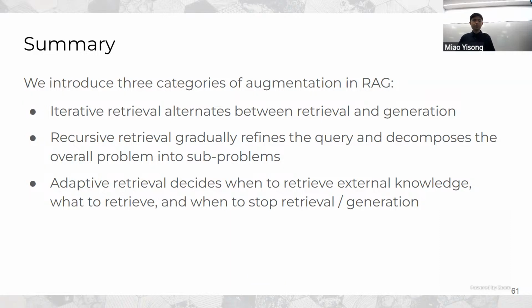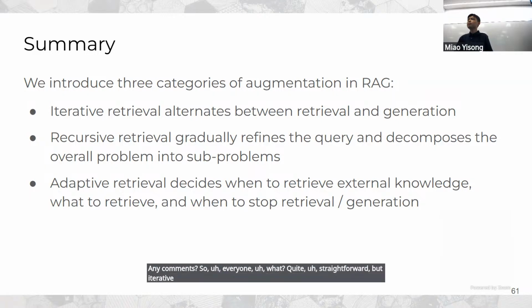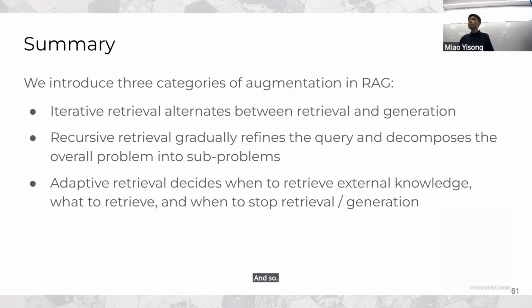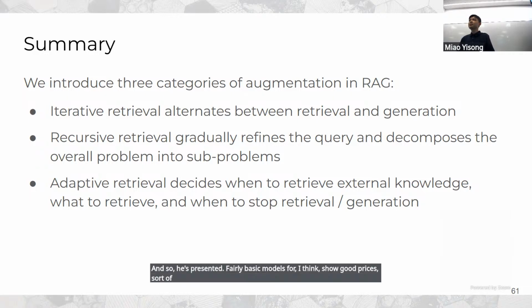Any comments? So Ruiwen went quite straightforward between iterative, then recursive, then finally adaptive. And so he's presented fairly basic models for each of the types. They're sort of like prototypes of how the more advanced methods work.